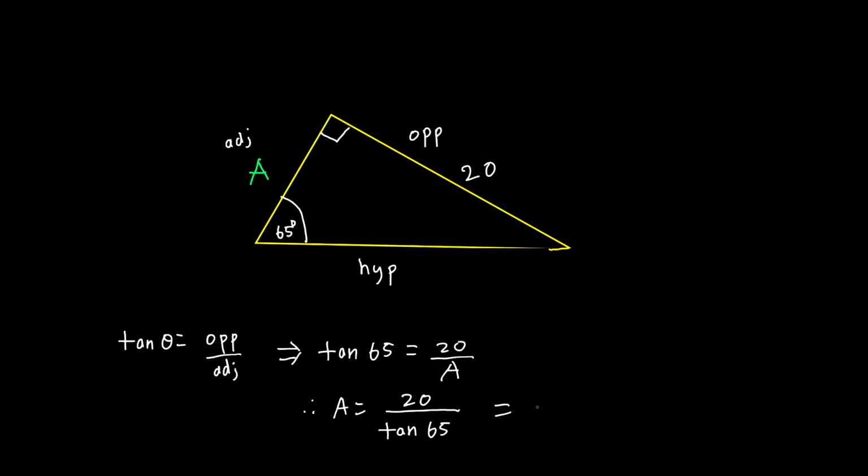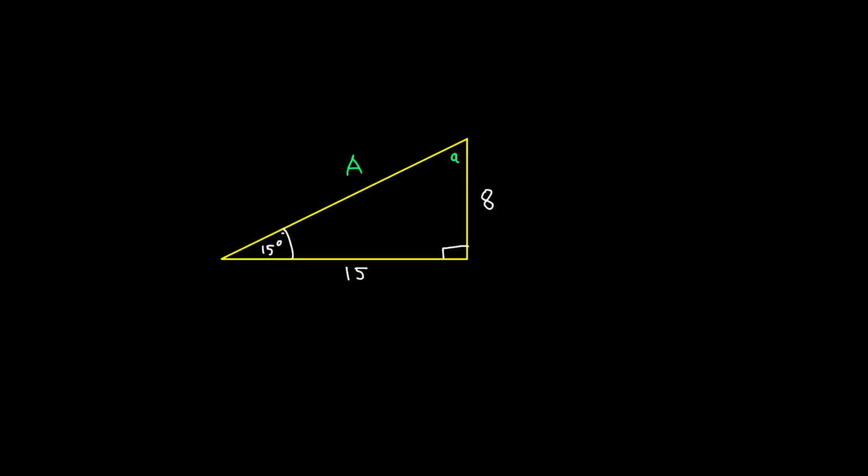A is 9.33 units. Let's write that in. And that's question 1 completed. On to question number 2.